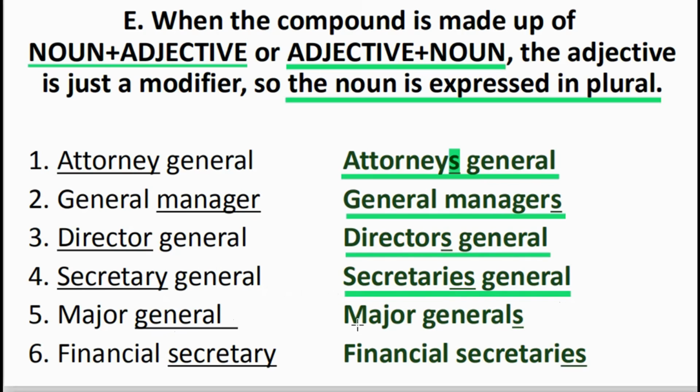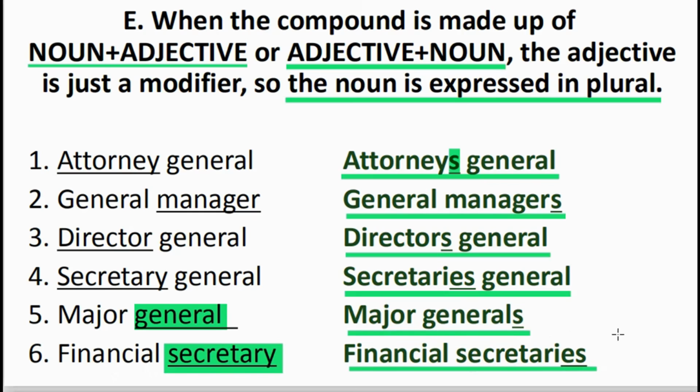Most compound nouns ending in general are pluralized on the first word. The only exception to this is major general, whose plural is on the generals. And the reason is because general is the noun, while major is the adjective. Major general becomes major generals. Financial secretary. Financial is adjective. Secretary is the noun. Financial secretary therefore becomes financial secretaries.